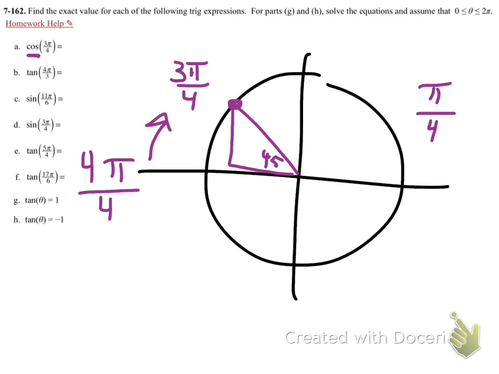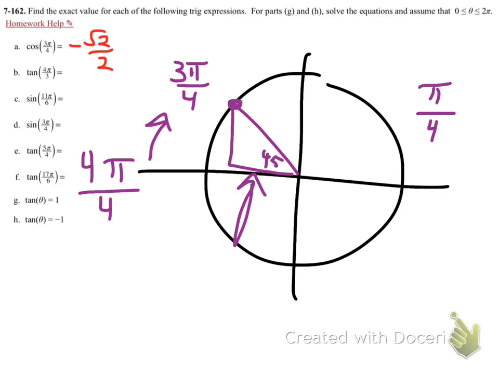And cosine is dealing with this side length. So this question is wondering what is that side length of that triangle. And that answer is going to be a negative square root of 2 over 2. So again, I need to know my triangles, my 30, 60, 90, and my 45, 45, 90 triangles. So then I go on to problem B.